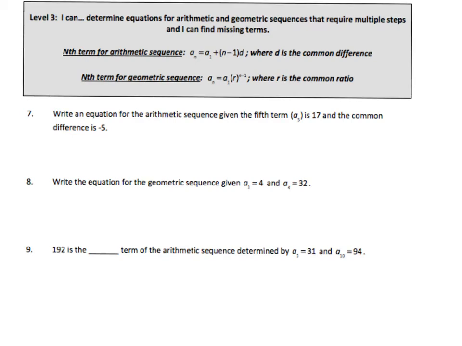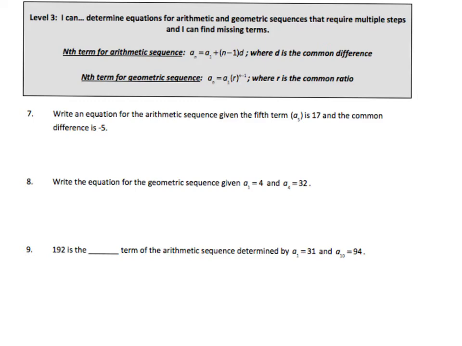Okay, in level 3 it says determine equations for arithmetic and geometric sequences that require multiple steps and you can find missing terms. So just a reminder of what the sequence equation is up above, and same thing with the arithmetic and geometric ones. Number 7 says write the equation for the arithmetic sequence given the fifth term, a sub 5, is 17 and the common difference is -5.